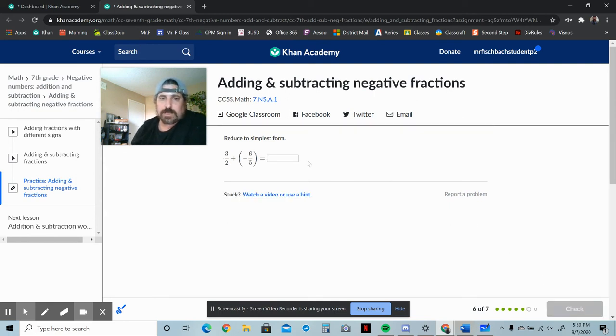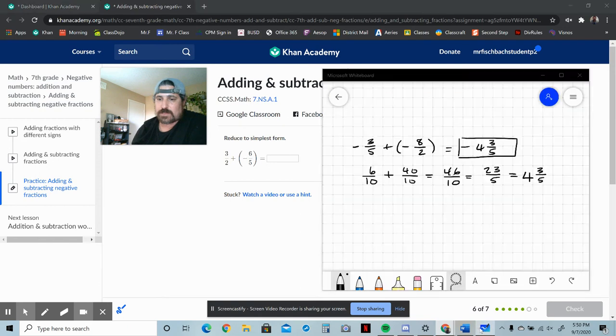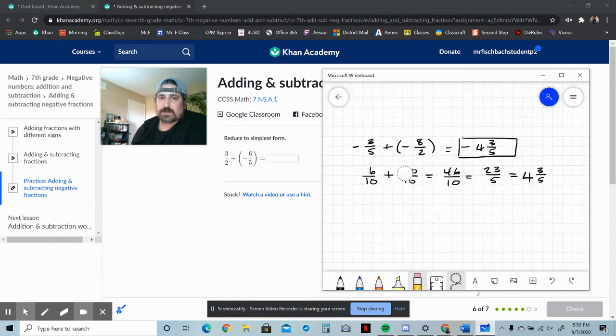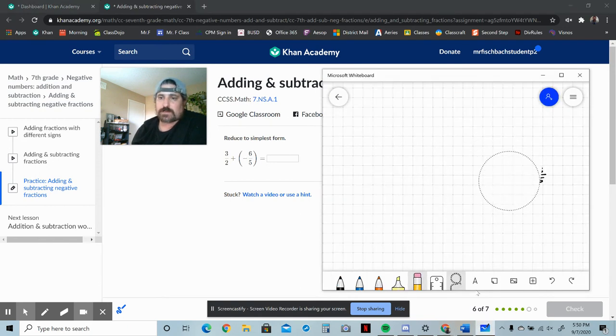3/2 plus negative 6/5. These are different signs going in different directions. So we're going to have to find the difference here. So we're going to say 3/2 plus negative 6/5. Common denominator once again is 10. So we're going to say that this is the same as 2 times 5 is 10, 3 times 5 is 15. So 15/10 plus, and then 5 times 2 is 10. So 6 times 2 is 12, negative 12/10.